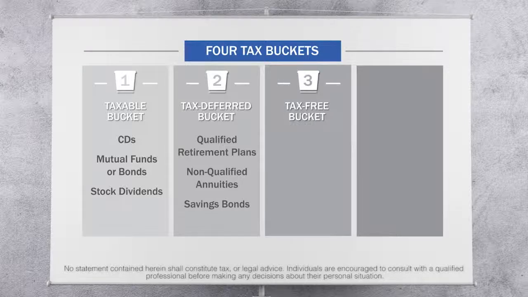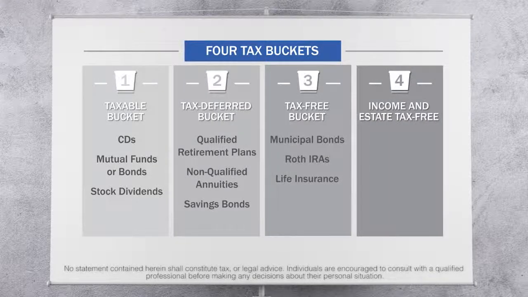The third bucket is your tax-free bucket. There are 3 financial vehicles that are currently tax-free: municipal bonds, Roth IRAs, and properly structured life insurance. Notice I said properly structured life insurance. Nothing else is tax-free. In fact, even municipal bonds are not always tax-free, but for the most part they are. Finally, the fourth bucket is income and estate tax-free, and that's where you get into these charitable trusts and other similar arrangements.